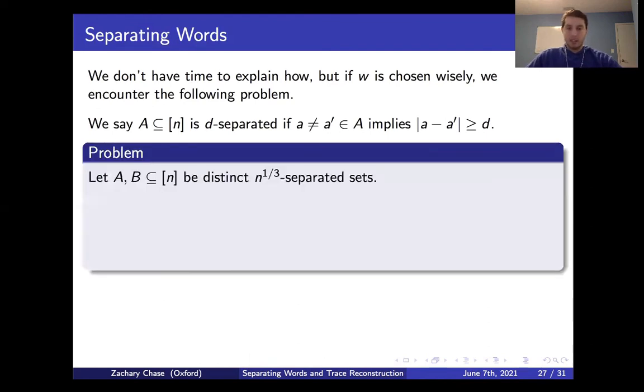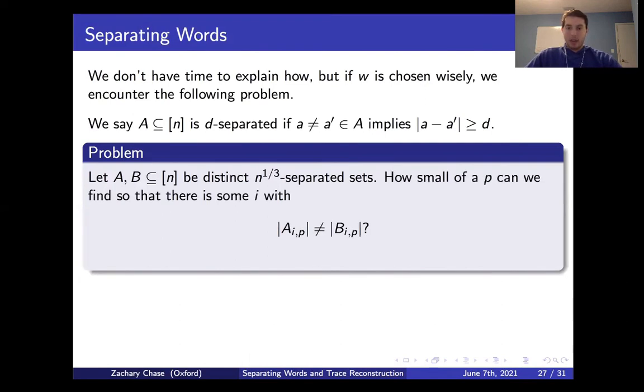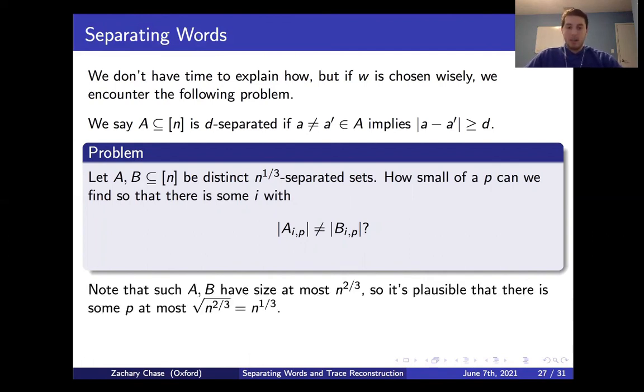So here's the problem. A and B are distinct n^(1/3)-separated subsets of 1 through n. And we want to know how small a p we can find so that there's some i with the number of things in A that are i mod p not equaling the number of things in B that are i mod p. Before, the problem just had A and B as distinct subsets, and the answer was n^(1/2), the square root of n. Here, we can assume that they're n^(1/3)-separated and ask if we can do better. Under this assumption, can we find a smaller p?